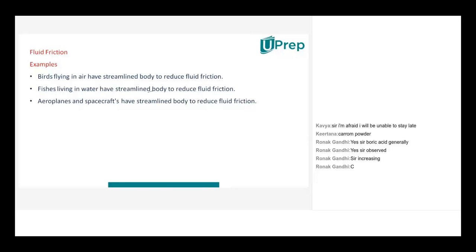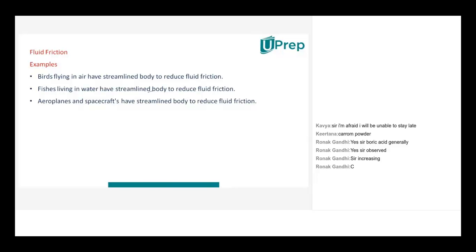And how to overcome that fluid friction, and how to increase the fluid friction, those things also we are going to learn. Now let us learn a few examples of fluid friction. What is the first one? Birds flying in air have a streamlined body to reduce fluid friction. Maybe you've seen that birds have a special shape, special type of wings, and giving a particular shape to any object so that the friction becomes less will be called streamlining.